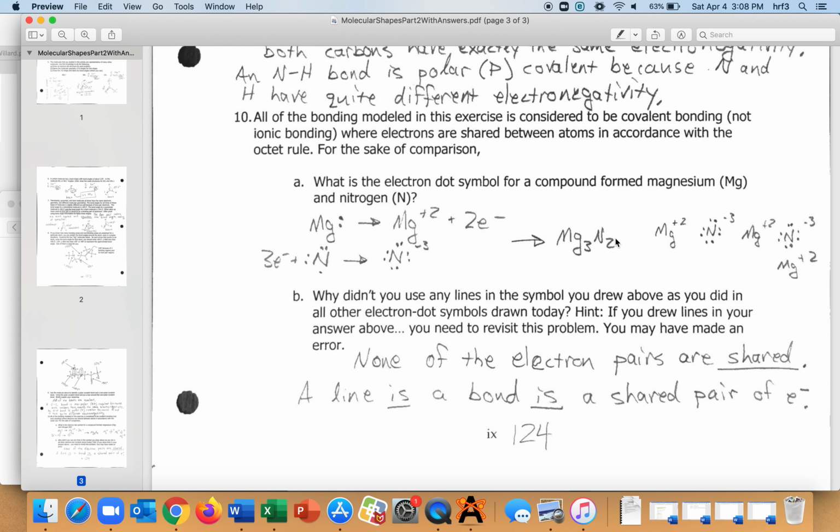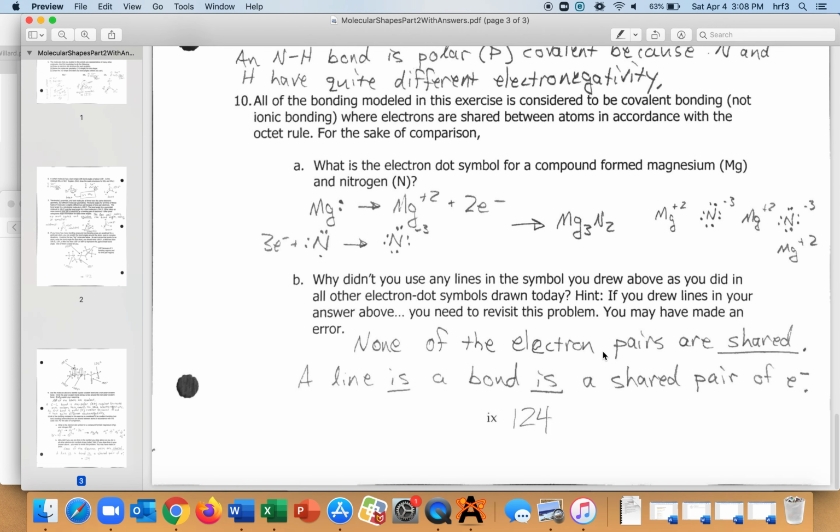As far as Lewis dot structure goes, none of the electrons are shared, and so the magnesium just totally loses them, and the nitrogen totally takes them. So there's no lines because there's no bonds. And that's what this last question is about.